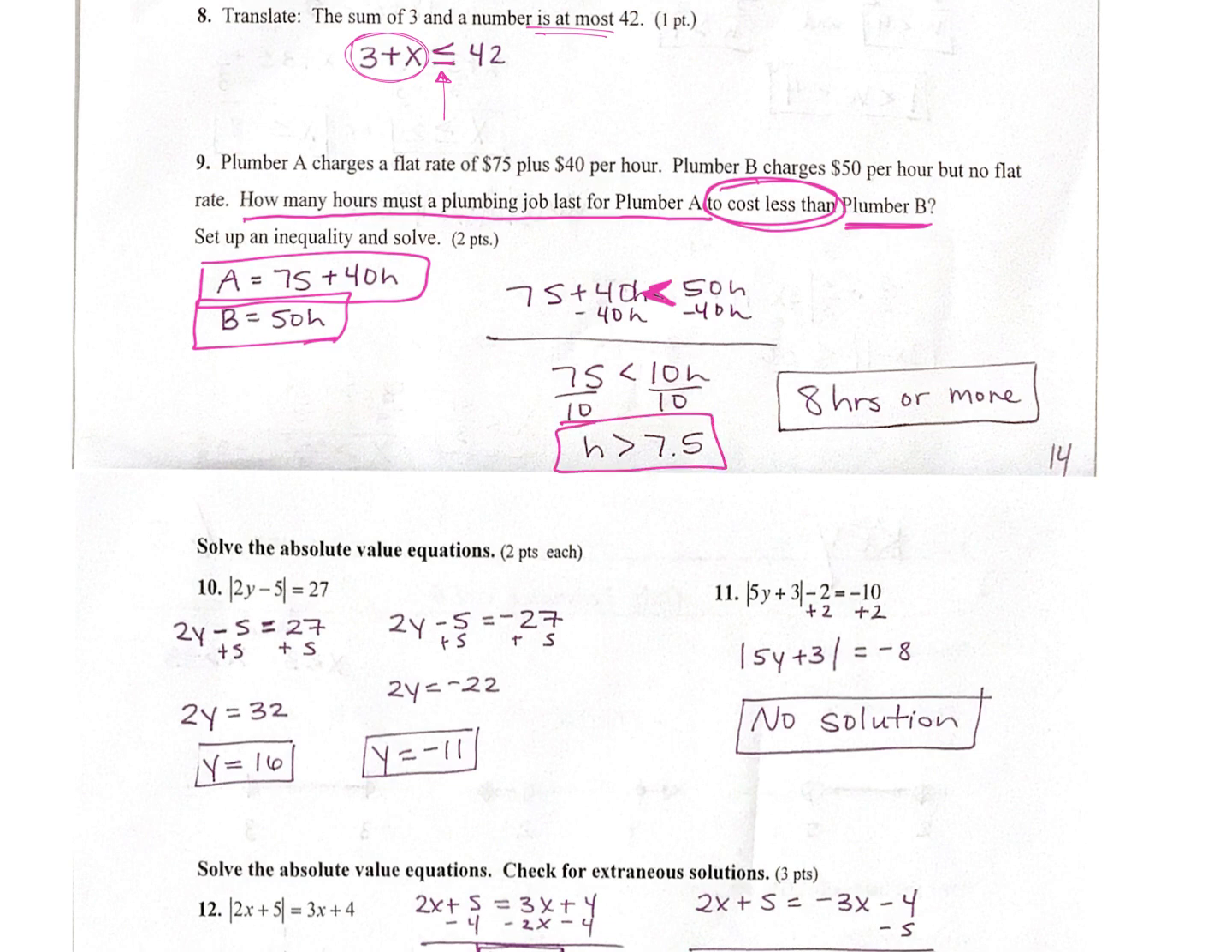this. Now, some of you said 7.5 hours, which is not true. If it took 7.5 hours, it's going to cost the same amount. That's if they're equal, right? So you have to say it would take more than 7.5 hours. If you told me it will take 8 hours, that's fine. But just know it could be 8 or more hours, okay?